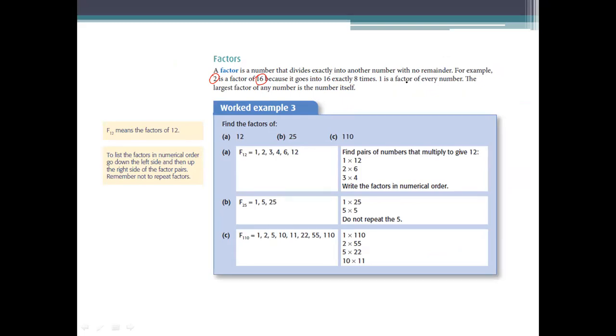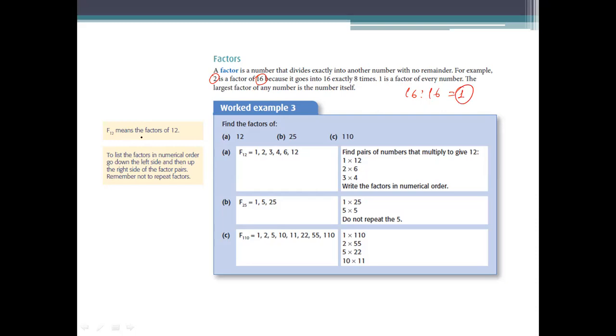So 1 is a factor of every number. The largest factor of any number is the number itself. For example, what is the largest factor of 16? It is 16, okay? Because you can divide it by itself, and the answer is 1.